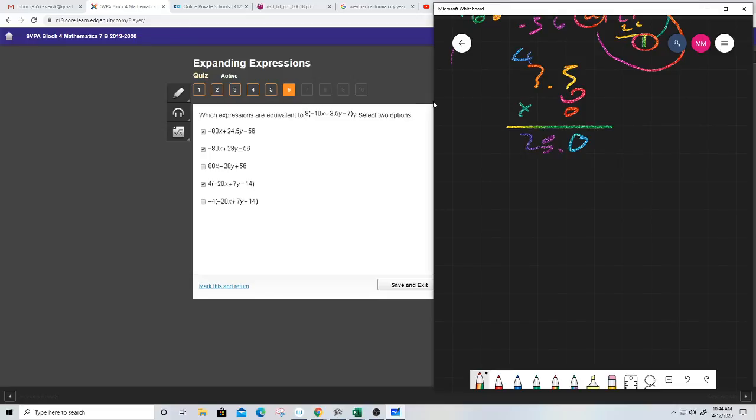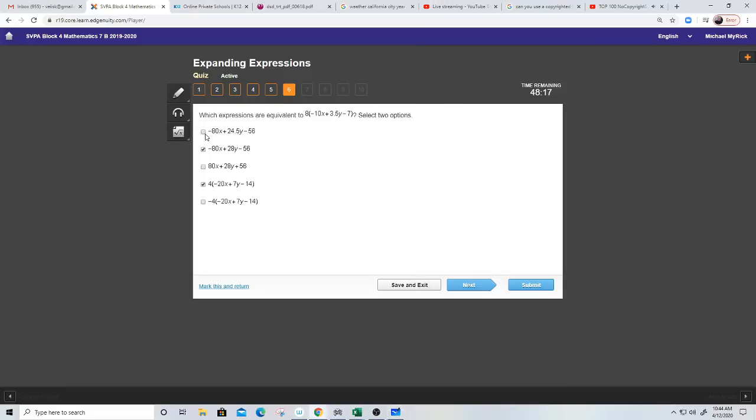Both are positive, so it's got to be a positive 28y. No. A positive 4 times a positive 7, 28y. Select 2 options, got to go. Alright, another one. Again, 5 times x, 5x. Good. And now we're looking for positive 10y.